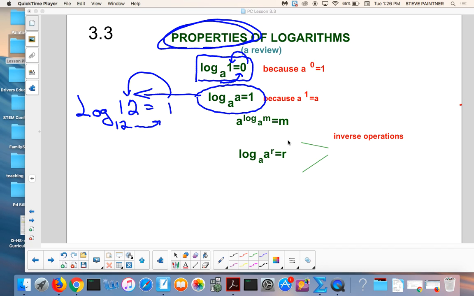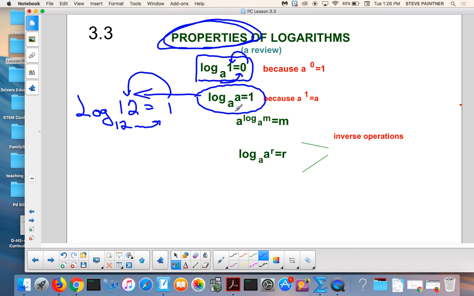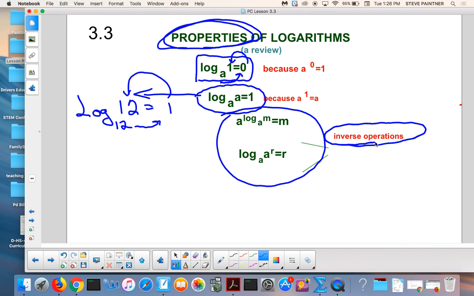Two properties, that was last week. And then here is, you already did this one. These two are called inverse operations.